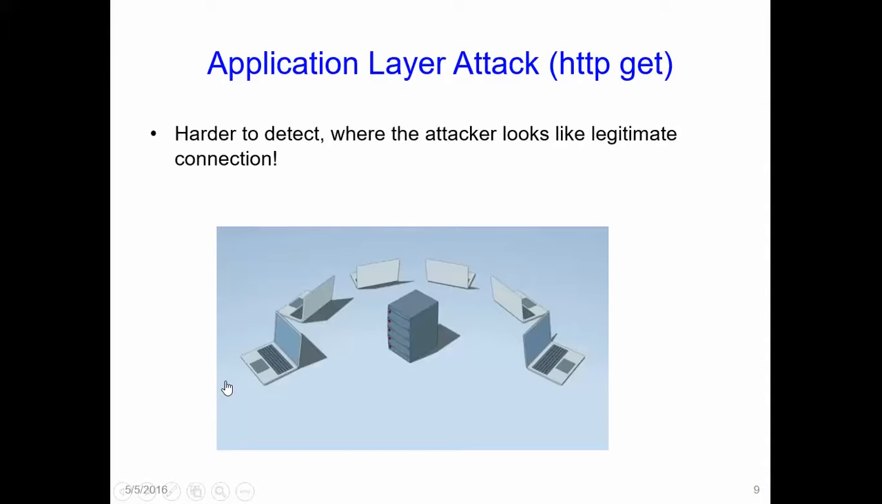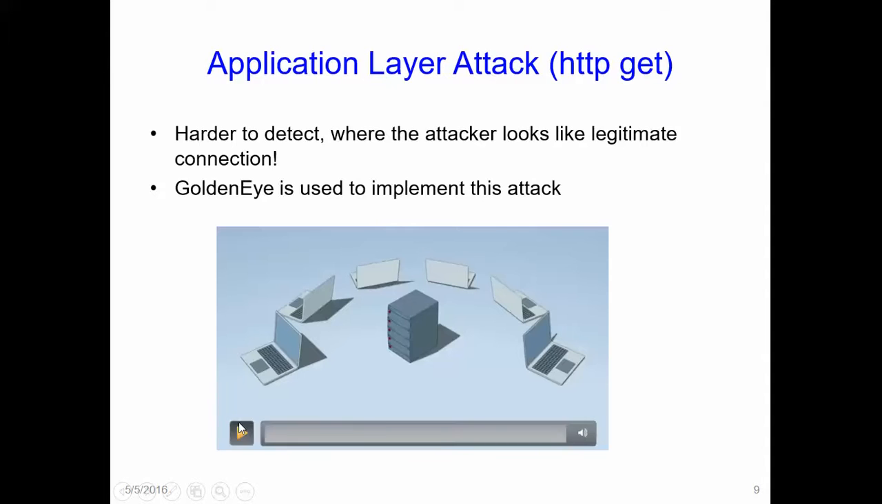Application layer attack: we are using an HTTP GET attack, which is an attack against layer 7, where the attacker looks like a legitimate connection, and we are also using GoldenEye to implement this attack.